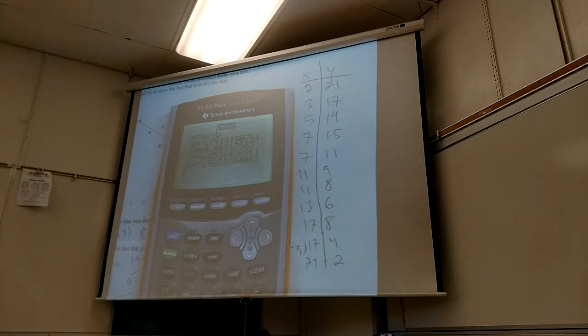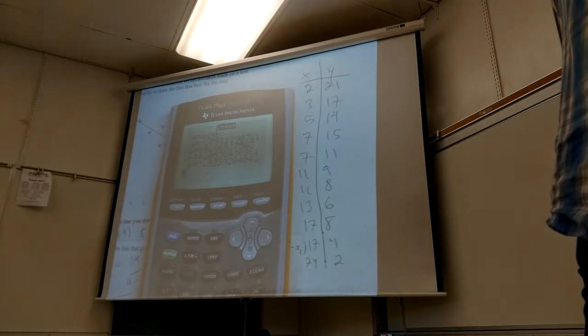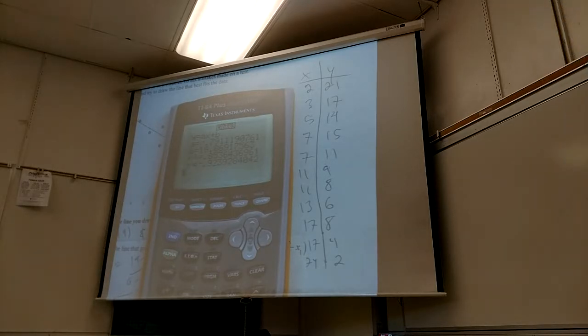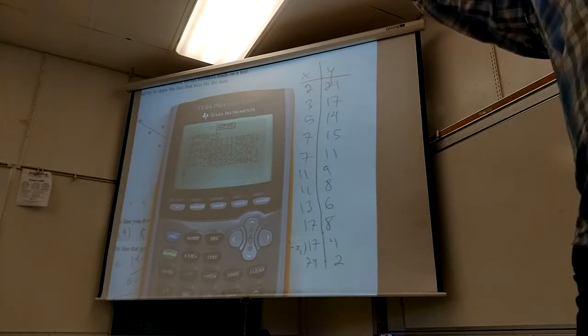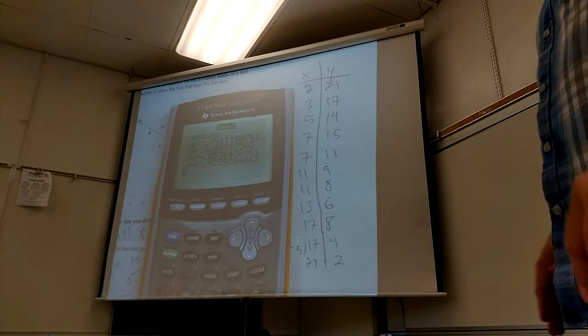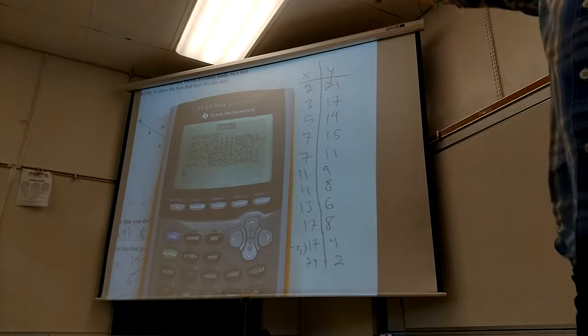Is this a strong relationship? Strong correlation? Yeah. How do you know? Because it's closest to -1. Close to -1. I love it. 1 would be perfect positive, and -1 is perfect negative. I love it.